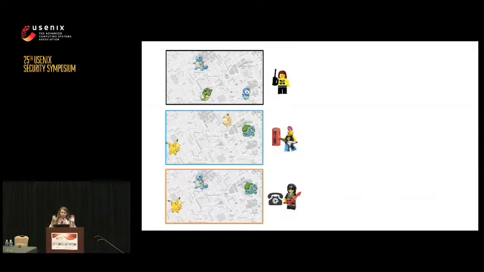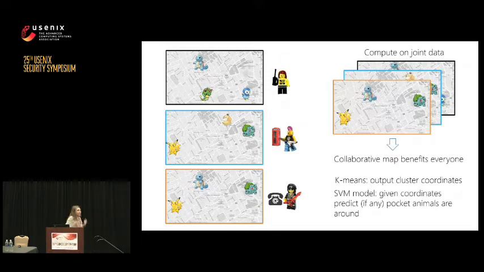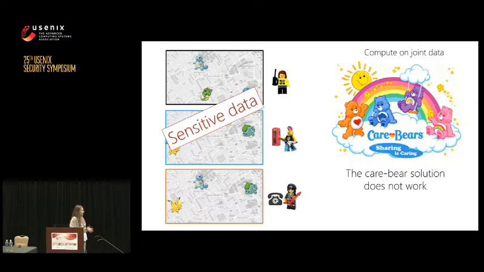In particular, all the data is there, it's just split up between the participants. Each user has their own map where they see which Pokemon they have found. If only there was a way to combine all this data and create a collaborative map that can benefit everyone. So how would the users do that? Well, they can't use the Care Bear solution, with the motto sharing is caring, because they have very sensitive data, which is the location and the time where they have been. So we need some other solutions.